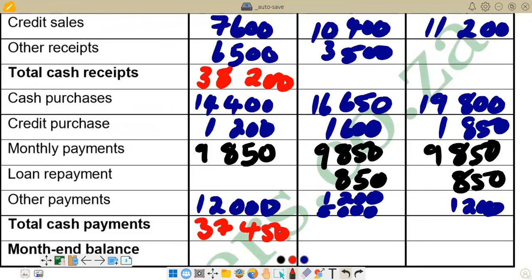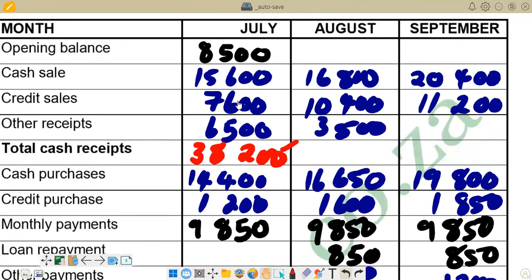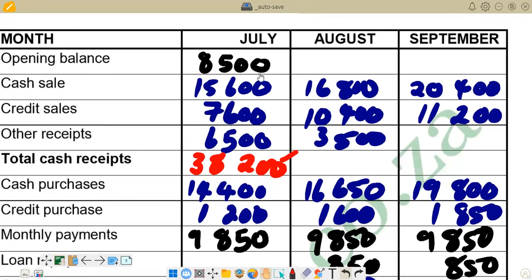Then for the month-end balance now, we are saying this one here, 38,200. Then we subtract the total cash payments here. So basically we are saying total cash receipts minus total cash payments. On total cash receipts, also take note that we also added the opening balance. The opening balance, we include it under total cash receipts.